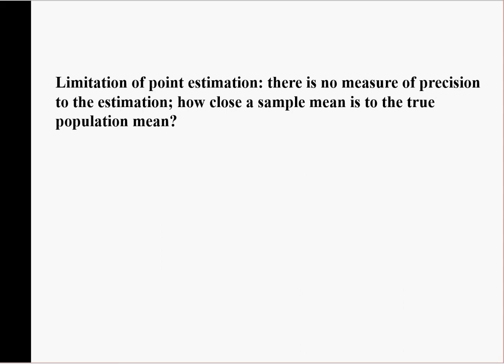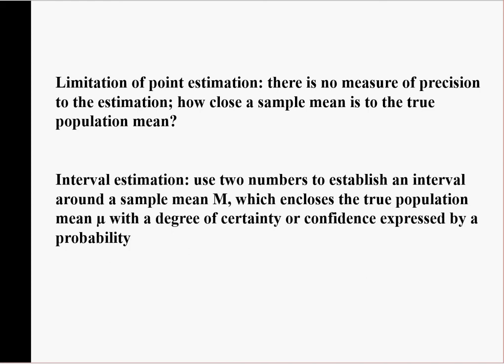And that is what brings about the issue of interval estimation. Interval estimation is to use two numbers to establish an interval around a sample mean. Then we use this interval to enclose the true population mean. With this interval, we would have a sense of certainty or confidence that is expressed by a probability. For example, we can say that we are 95% confident that this interval encloses the true population mean.